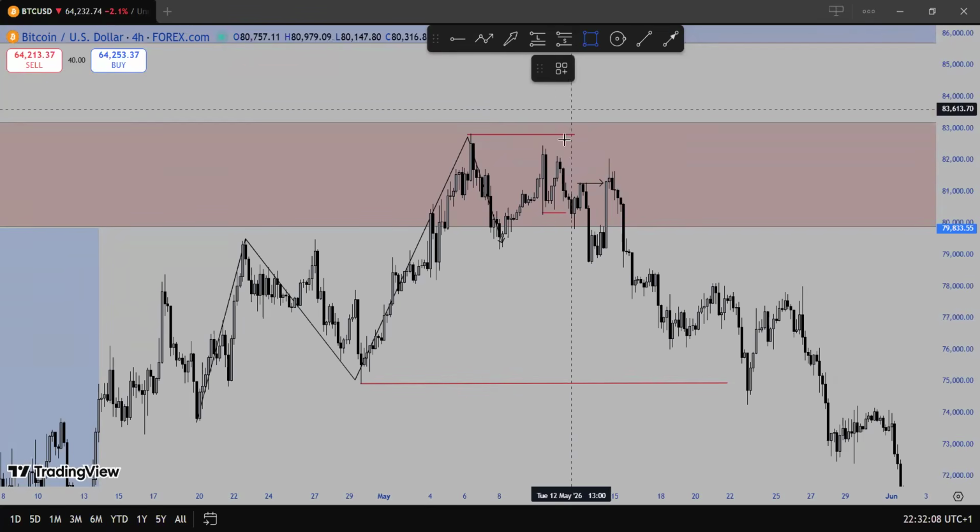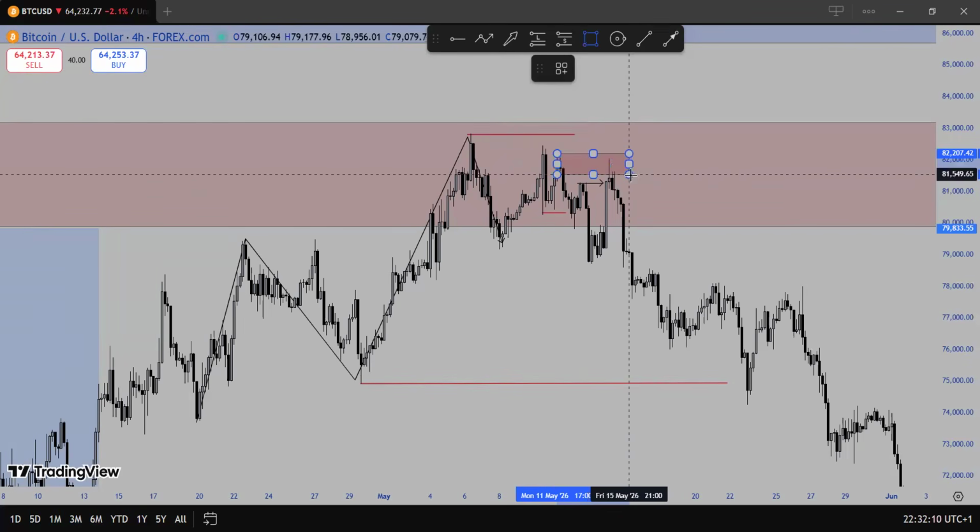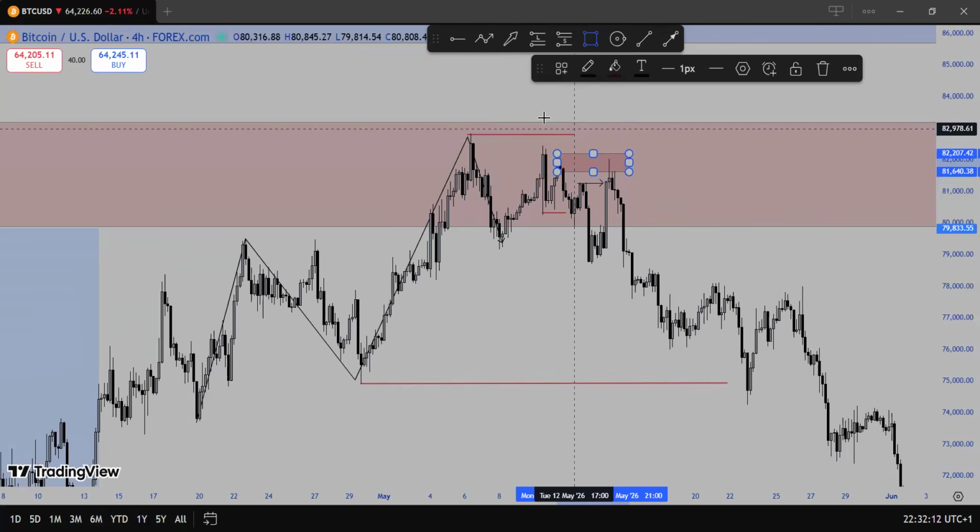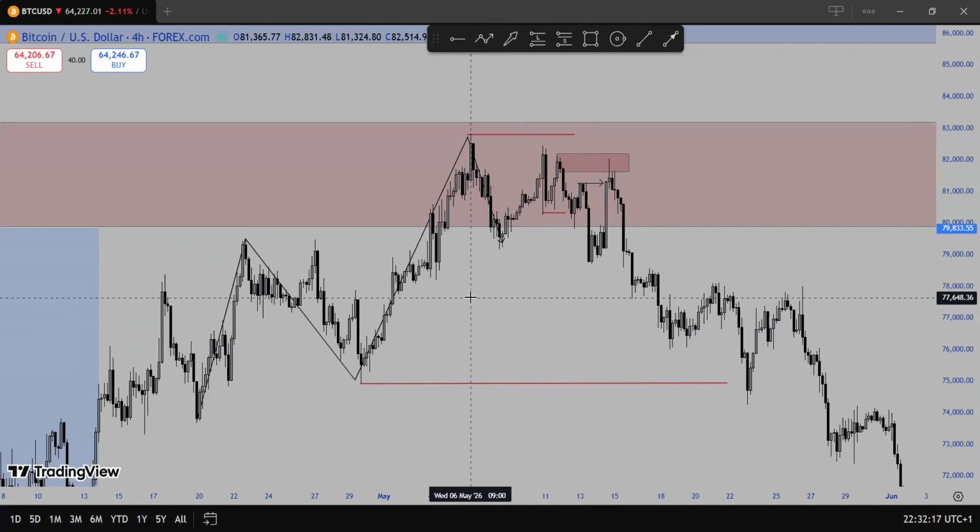And then you have this OB the market is reacting from, so you can use that. The reason why I did not use that is because I want to talk about the directional bias in higher time frame now, before we talked about it in lower time frame. So that's why I'm talking about it.